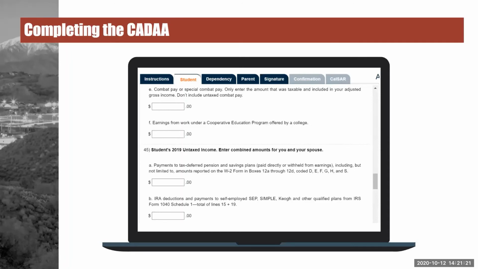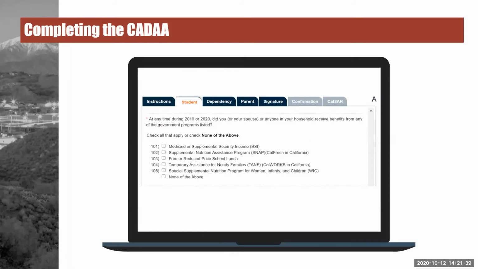The next section will also ask the student to report any sources of untaxed income from 2019. Once again, read through each item carefully and review documents and forms as applicable. If some or all of the untaxed income items do not apply to your situation, then you can report $0 for each field. After reviewing each student untaxed income question, you will then need to report whether you, a spouse, or anyone in the household received benefits from the programs listed on the application. Look at each benefit program listed and select the checkbox if any of the programs were received during the 2019 or 2020 year. If no benefit program was received, then you may select none of the above.